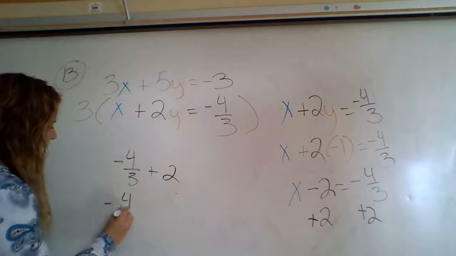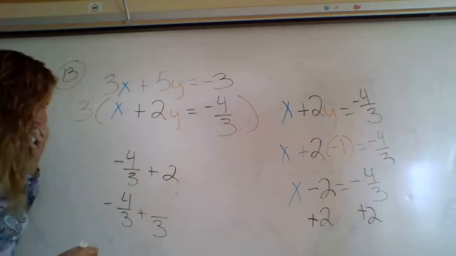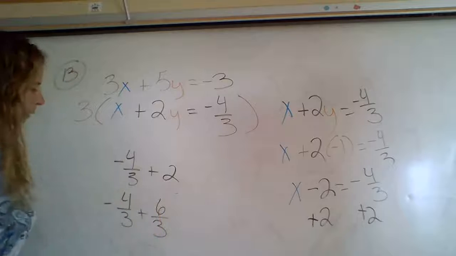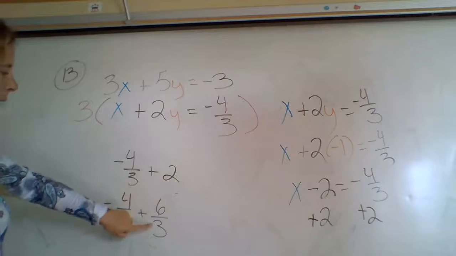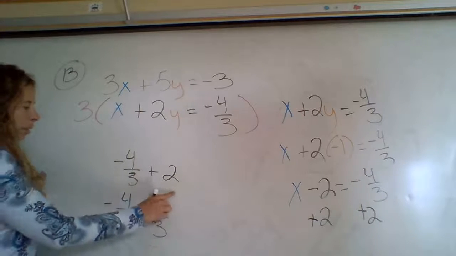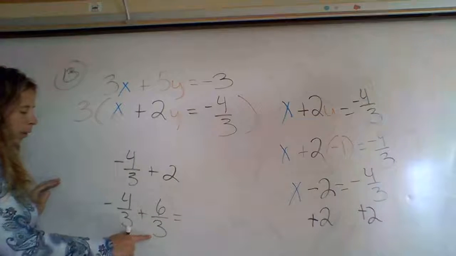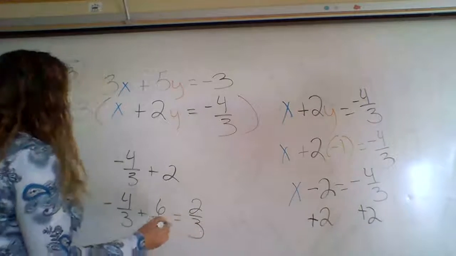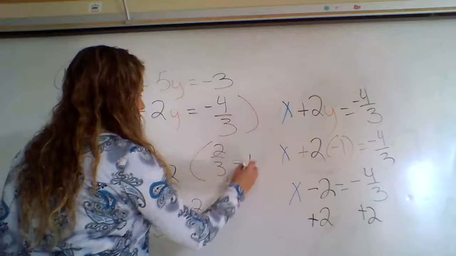Okay, we'll do it like this. Negative 4/3 plus, I want it to be over 3. 3 times 2 is 6. So that's what goes up top. Your common denominator times your whole number. So 3 times 2 is 6, which makes sense because 6 divided by 3 is in fact 2. Now you can add these together. So 6/3 minus 4/3 is 2/3. So your answer here is x is 2/3 and y is negative 1.